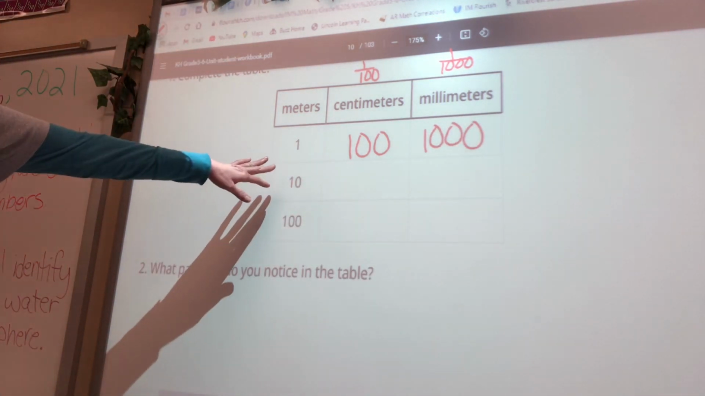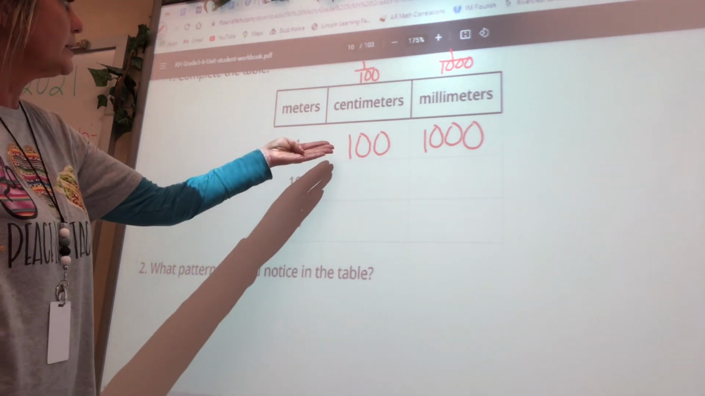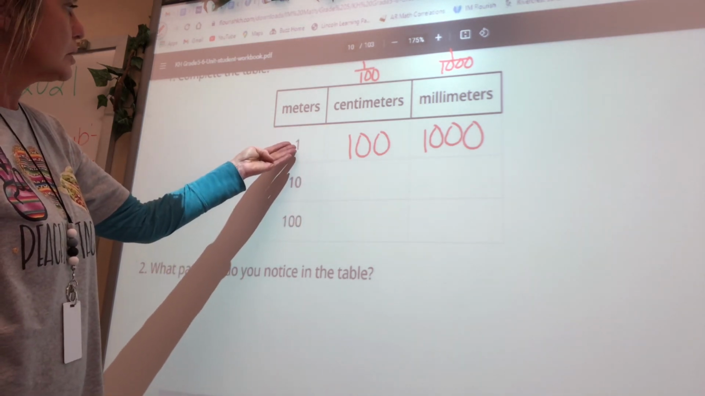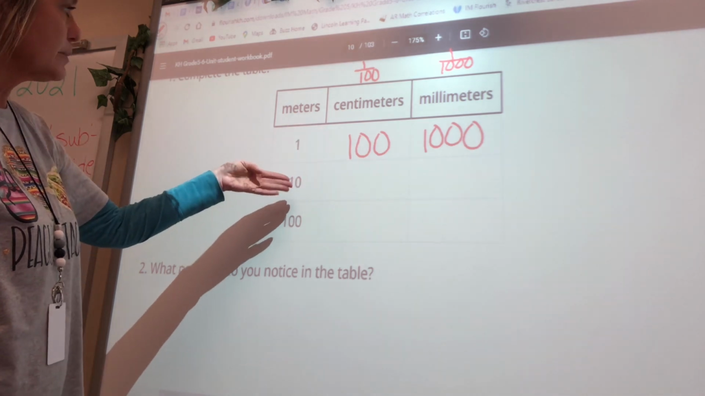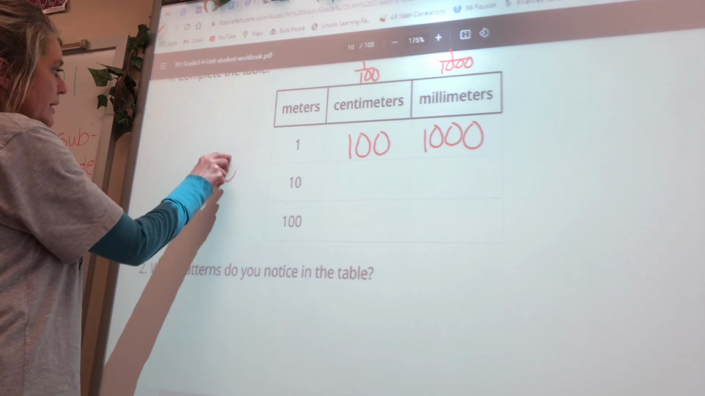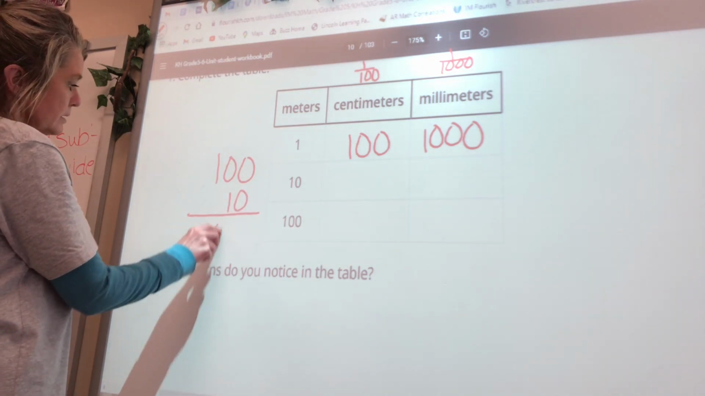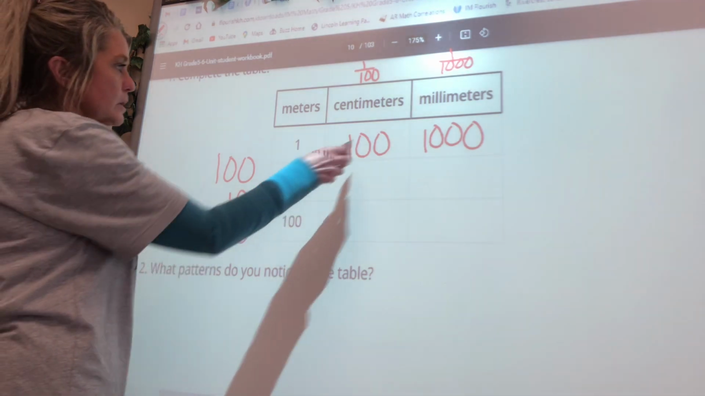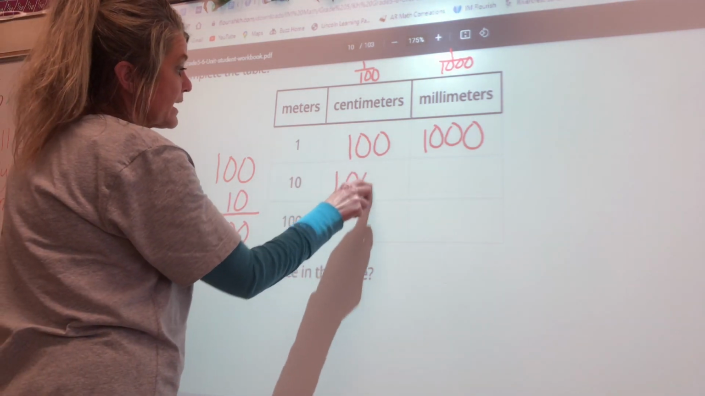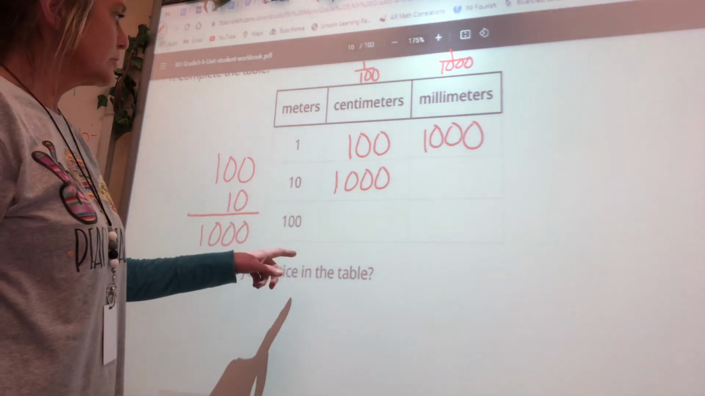Okay, on the next one, if we had 10 meters, well, we know how much it would be if it was just 1 meter. So if it's 10 times that, 100 times 10. Let's think back on that. 100 times 10, that would be 3 multiples of 10. So it would take 1,000 centimeters to equal 10 meters.